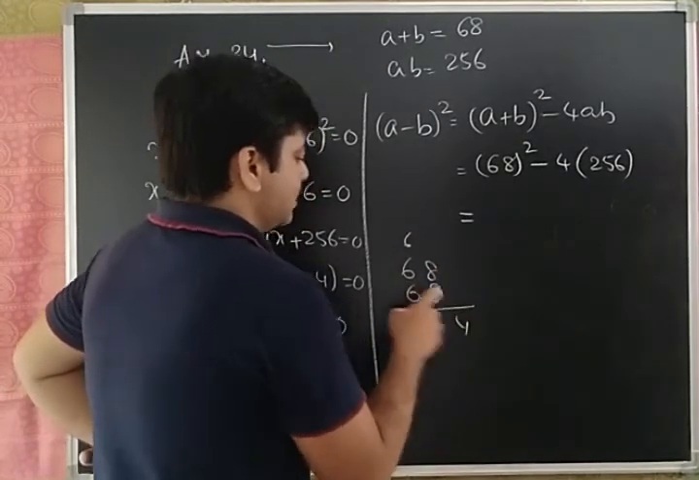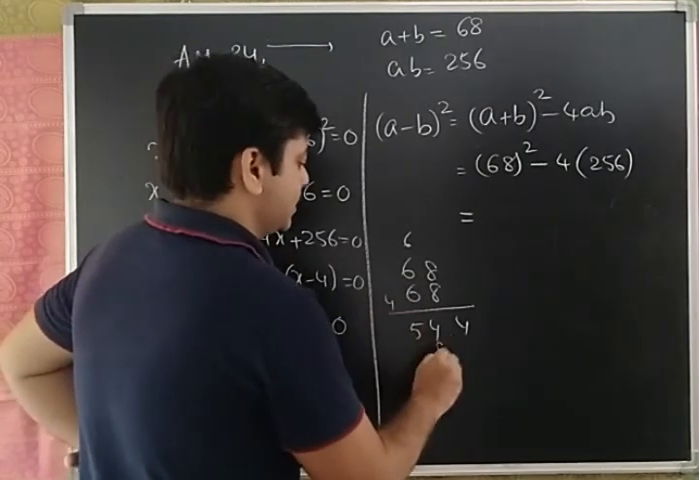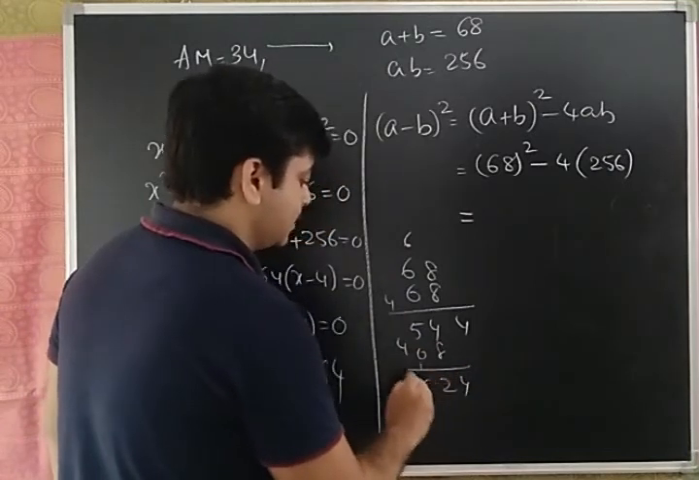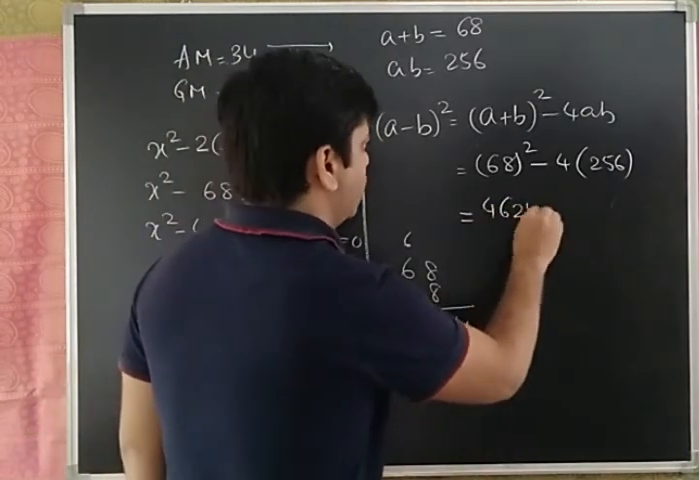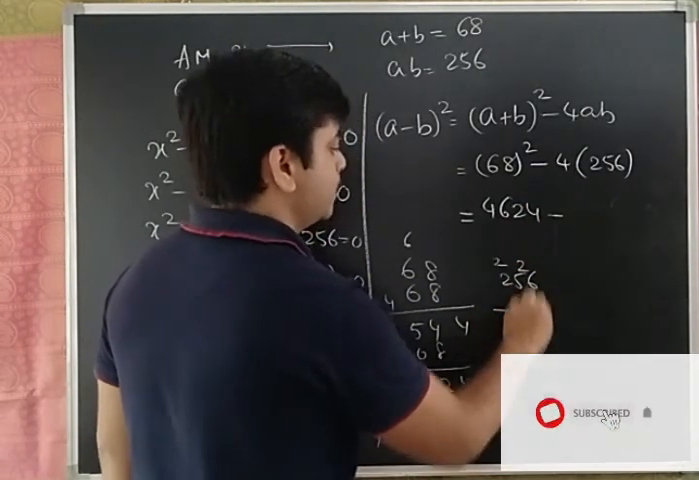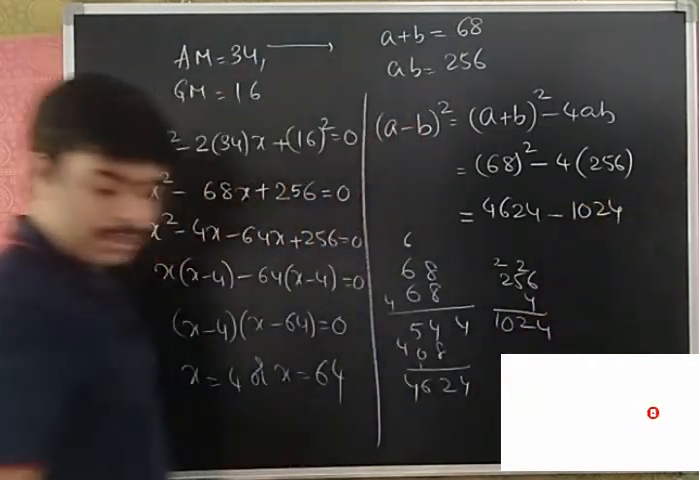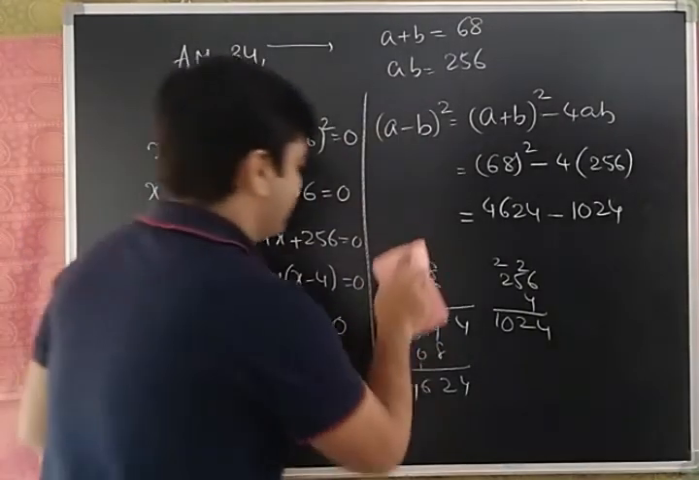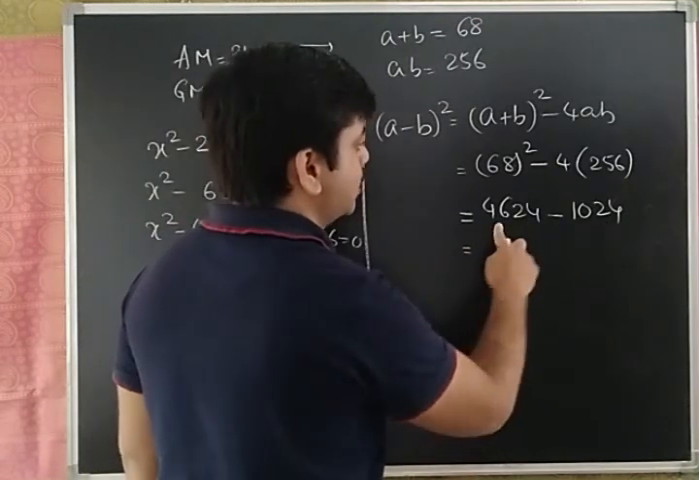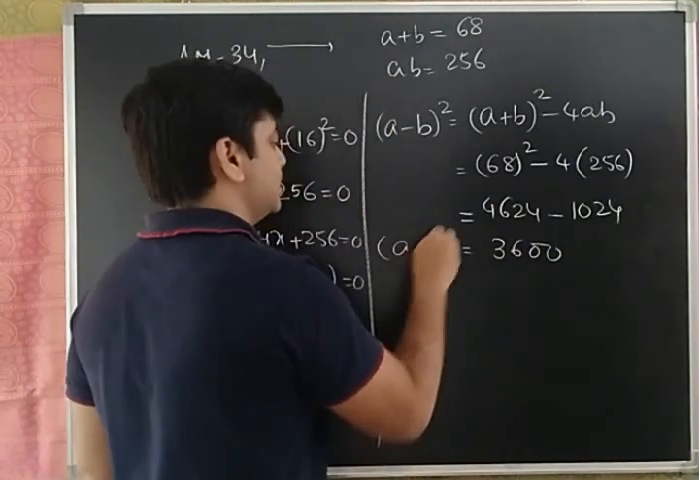I did 6 8s 48. 48 plus 6 is 54. 6 8s 48, 6 6s 36 plus 4 is 40. So it is 4624. 4624 minus 256 into 4. 6 4s 24, 5 4s 20, 22. So it is 1024. Subtract these two. What you will get? a minus b whole square is equal to 3600. 24 gets cancelled, 46 minus 10 is 36. So a minus b whole square is 3600.